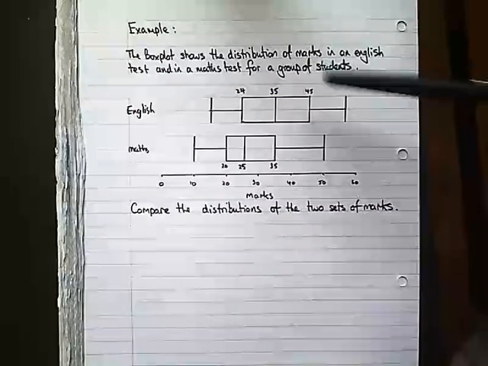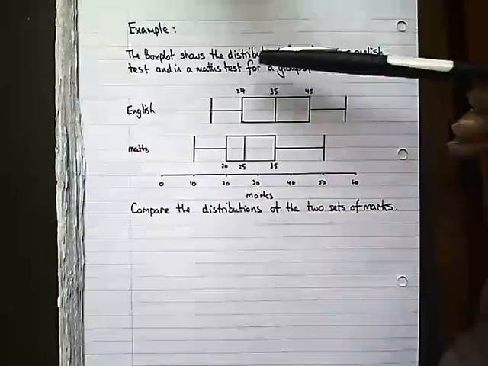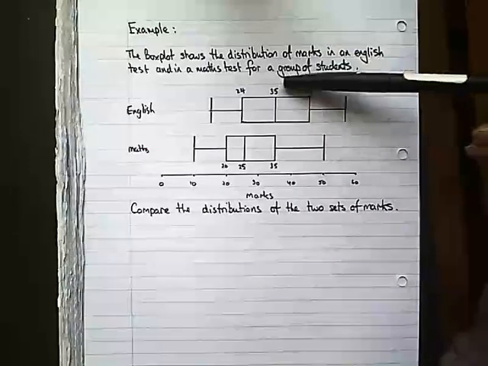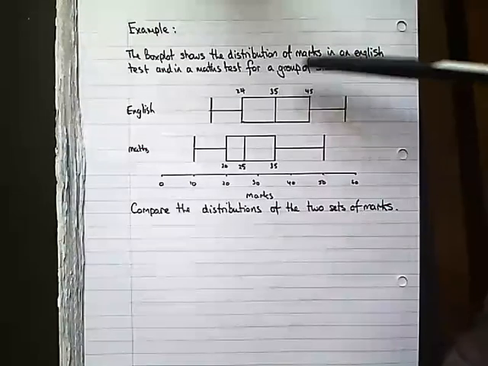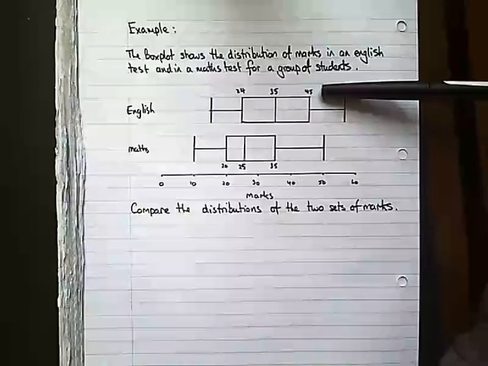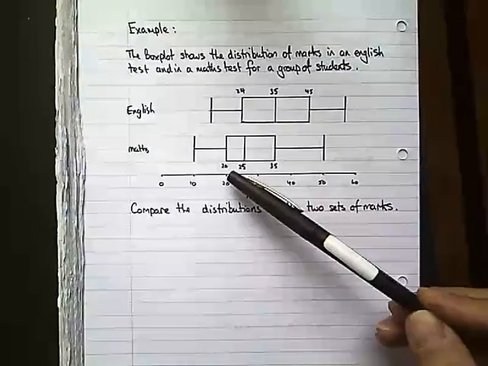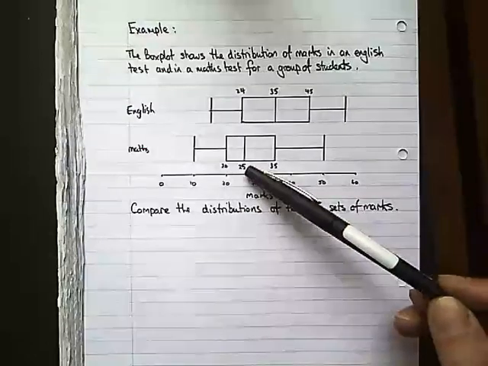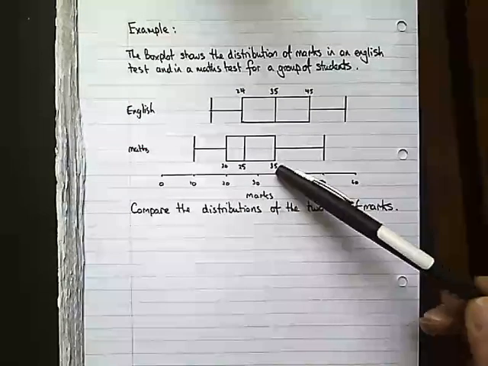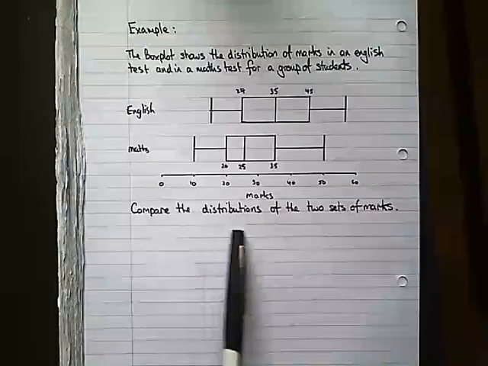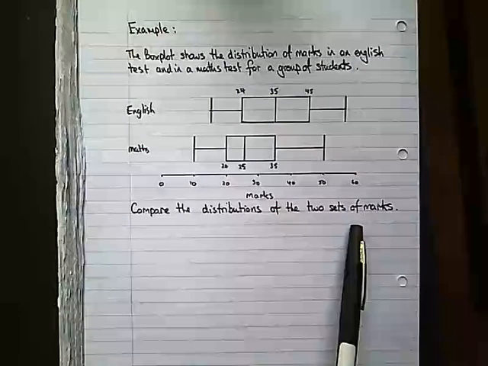Normally you'd get this on gridded paper and it would be pretty straightforward to find these values. So in the English mark, we've got a lower quartile of 24. We've got a median value of 35 and we've got an upper quartile of 45. In the maths mark, we've got a lower quartile of 20, a median mark of 25 and an upper quartile of 35. So it's asking us to compare the distributions of the two sets of marks.